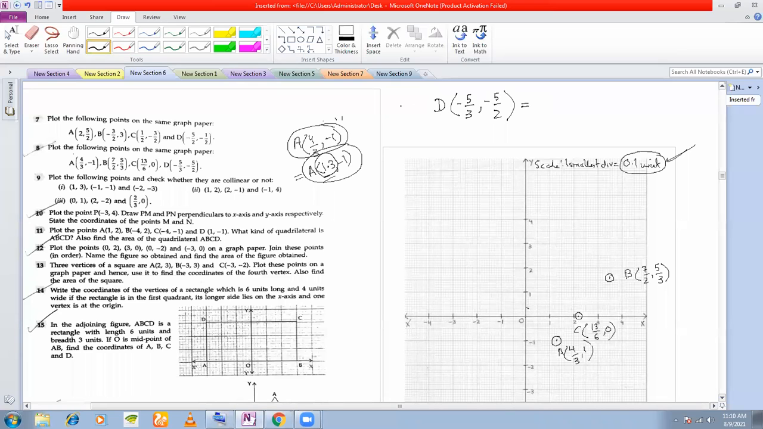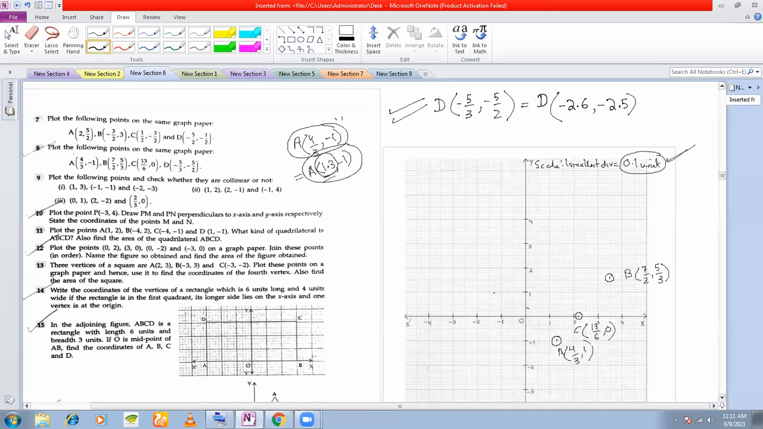Okay. All this that I am writing here, you will write in your single line sheet, or on the back side of your graph, the blank side. D is -5/3. Minus 5 by 3 can be written as minus 1.6, and minus 5 by 2 can be written as minus 2.5.